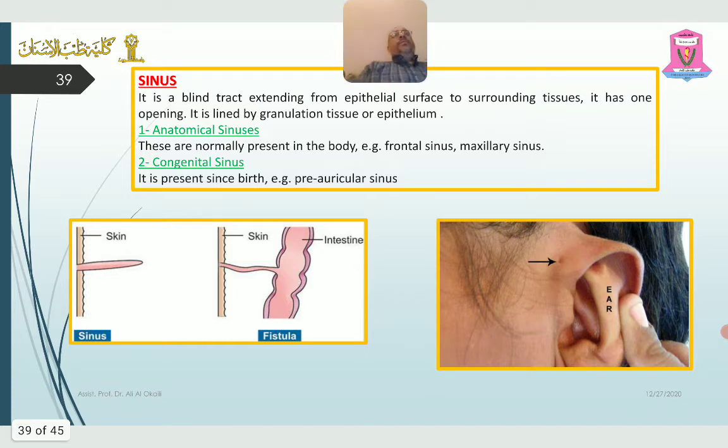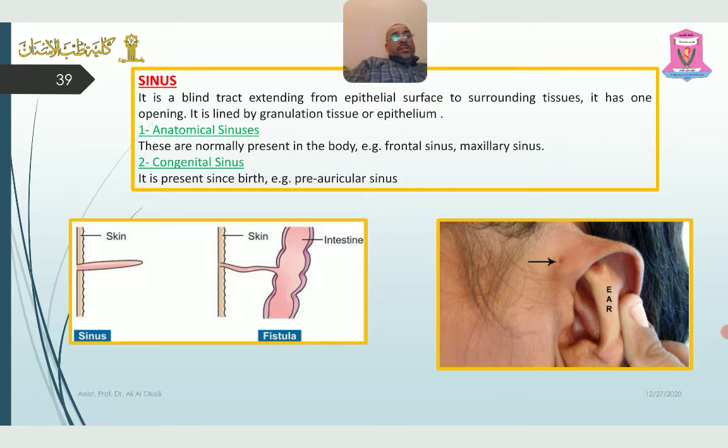طبعا قلنا هاي الانفكشنز caused by microorganisms تسوينا abscess، تسوينا septicemia، تسوينا cellulitis، carbuncle. من الممكن يصاحبها حدوث قنوات اللي هي القناتين الرئيسية دائما نسميها sinuses and fistula. تعريف الساينس: It is a blind tract extending from epithelial surface to the surrounding tissue. It has one opening and it is lined by granulation tissue or epithelium.